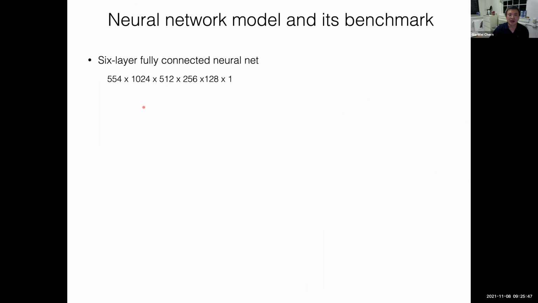Okay, so for our double exchange model, we built a 6-layer fully connected neural network with 4 hidden layers. These are the number of neurons in each layer, and 554 is the number in the input layer, and this number depends on the number of feature variables from the descriptor. And there's only one neuron at the output, which is the local energy.